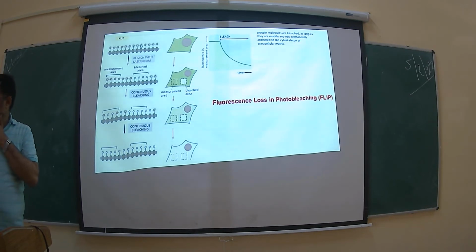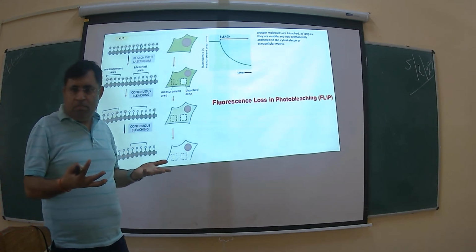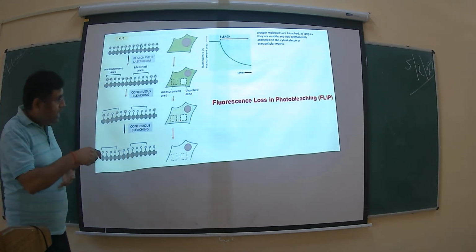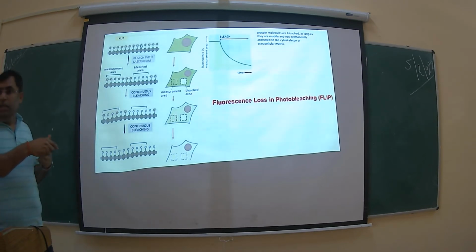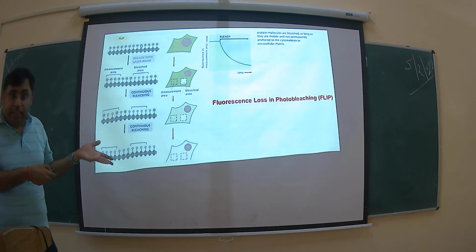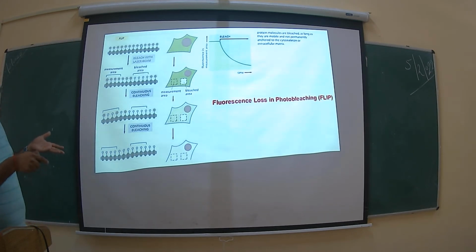From that window, you are doing something, watching, observing this area. And you continuously bleach this area until this area loses all the fluorescence. Okay, so continuous photo bleaching so that this area also does not emit any fluorescent signal. Okay, so this is known as fluorescence loss in photo bleaching.